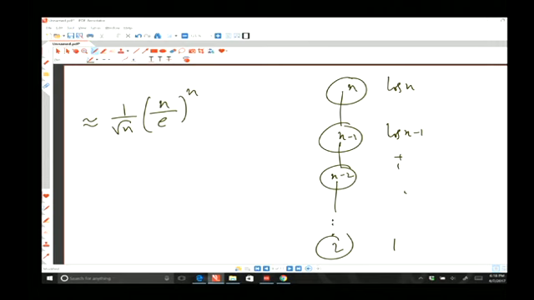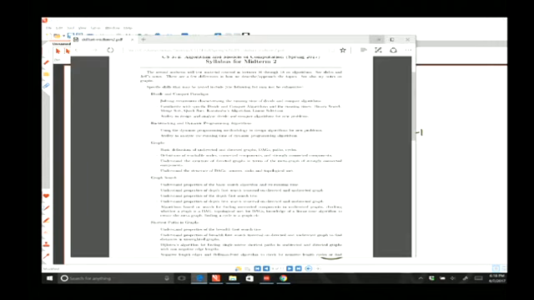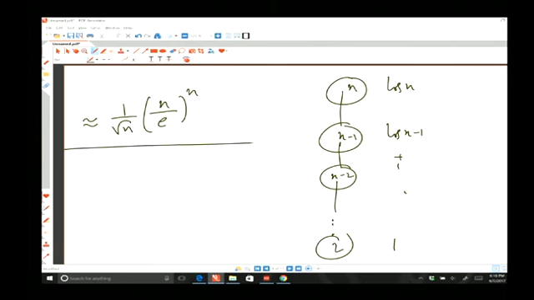So how does the following function behave? You know this, right? 1 plus 2 plus 3 plus up to n. How does it behave asymptotically? N squared. Okay, so what about this?